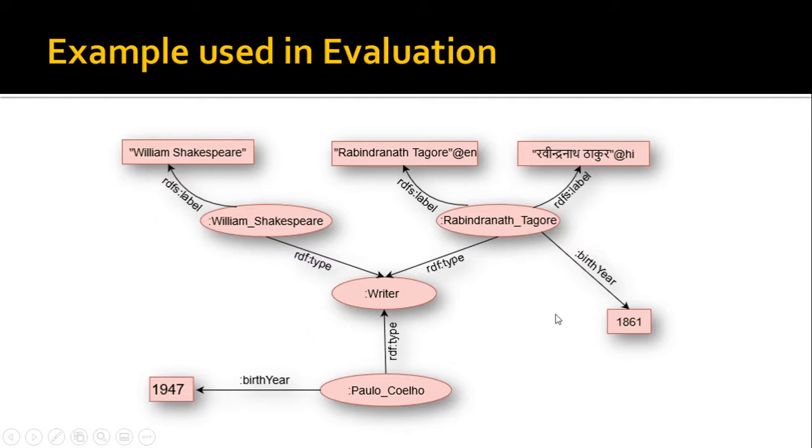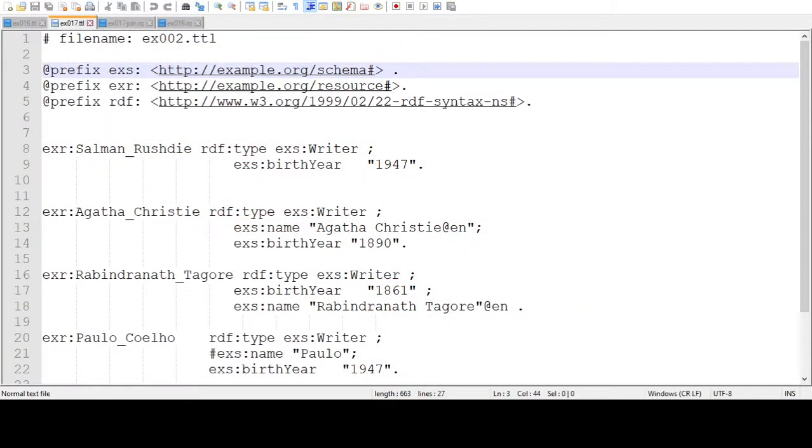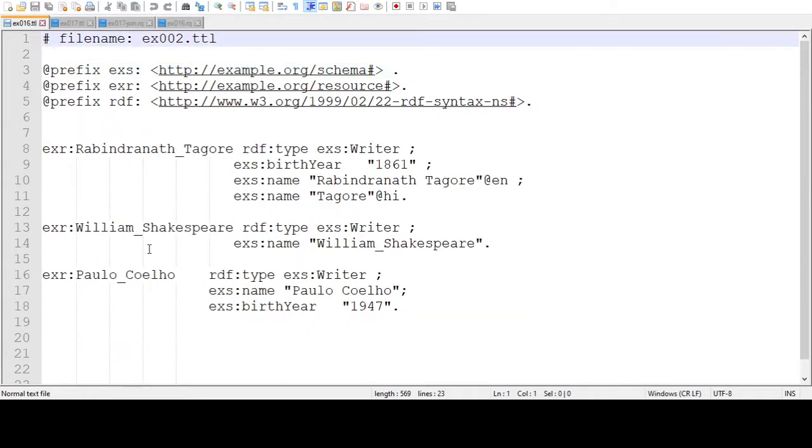Now, in some examples, we'll be modifying this data a little bit, but I'll talk about that modification later. Let us look at the Turtle representation of this graph, right? We are going to see the Turtle representation of the graph that we have just seen. You have three entities: Rabindranath Tagore, William Shakespeare, and Paulo Coelho, and we represented all the relations that we have, with one exception. You can see that this name for Paulo Coelho was not in the graph, so you have included it here, but you can include it or not depending on the examples that will be shown, right?